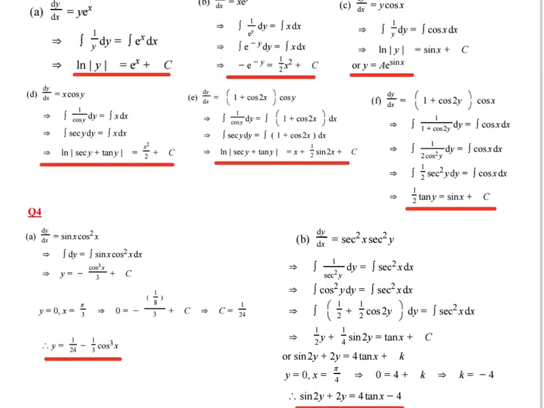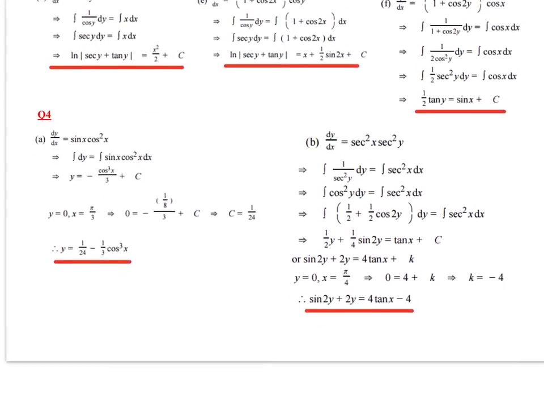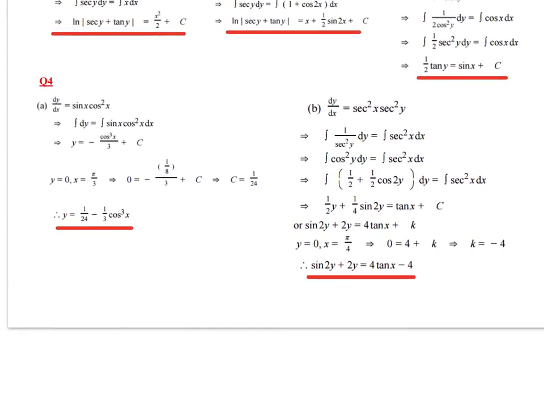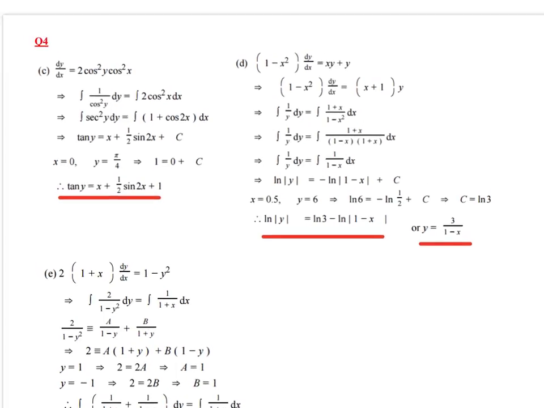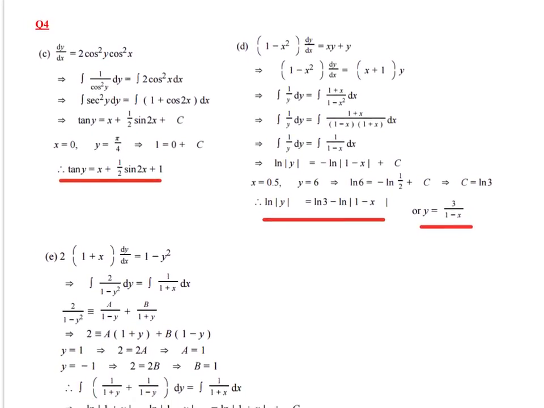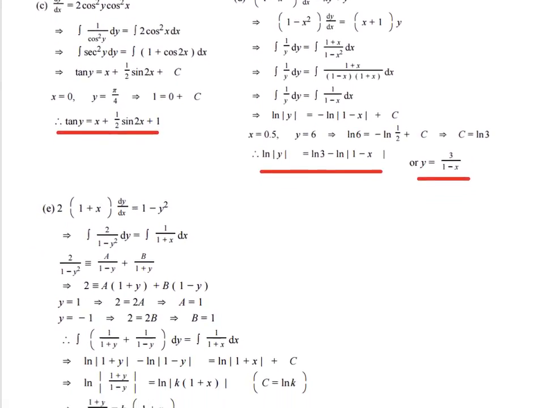And then question 4, you were given boundary conditions, so that's allowing you to substitute values in. Remember, when you've got a trig, you must use radians. And then the rest of question 4, add those ones there.